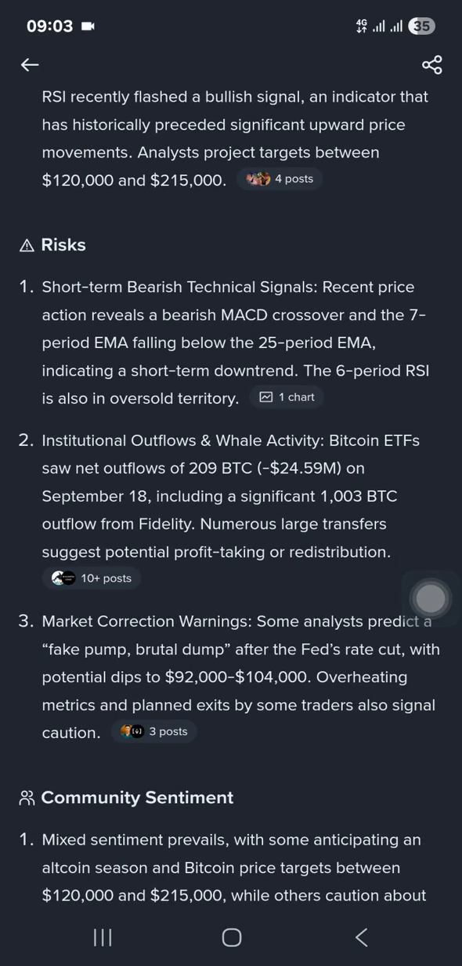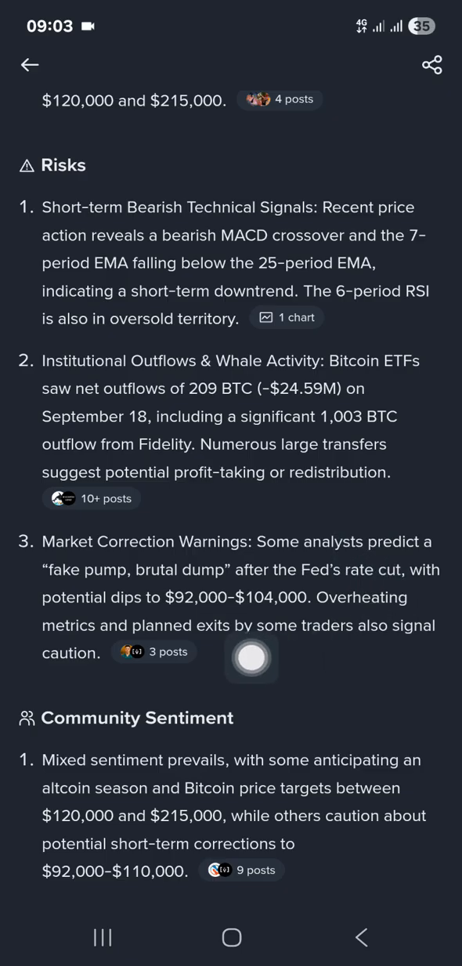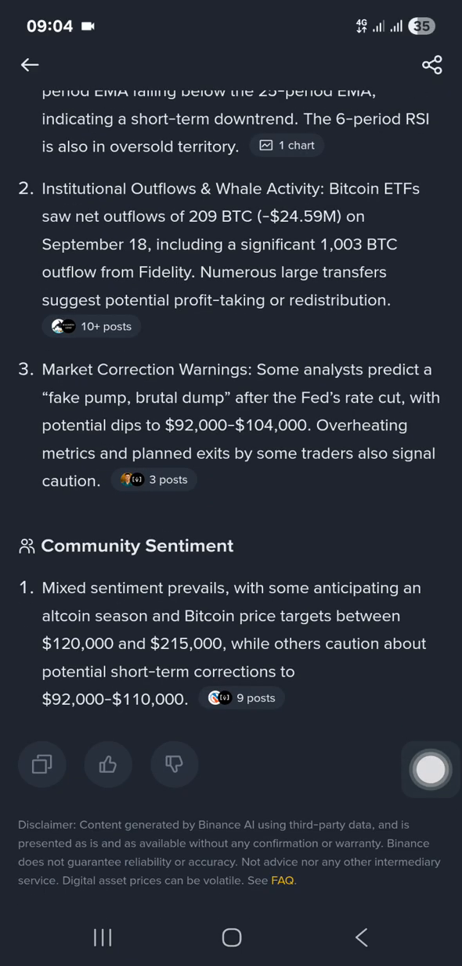So now let's look at the risks. Institutional outflow, whale activities. Bitcoin ETF saw a net outflow of 209 BTC, which is very, very minor, on September 18. That's what brings a little bit of correction we are experiencing. Market correction warning. Some analysts predict a fake pump, brutal dump. Everybody is just saying his own. But these are not strong enough points.